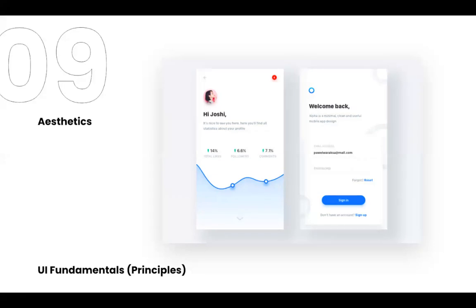So don't make your design too simple that the user can't really do much with it, and don't make your design too complex that the user gets confused. Aesthetics is more or less finding that middle ground where your product is working well, but at the same time it is appealing to the user.